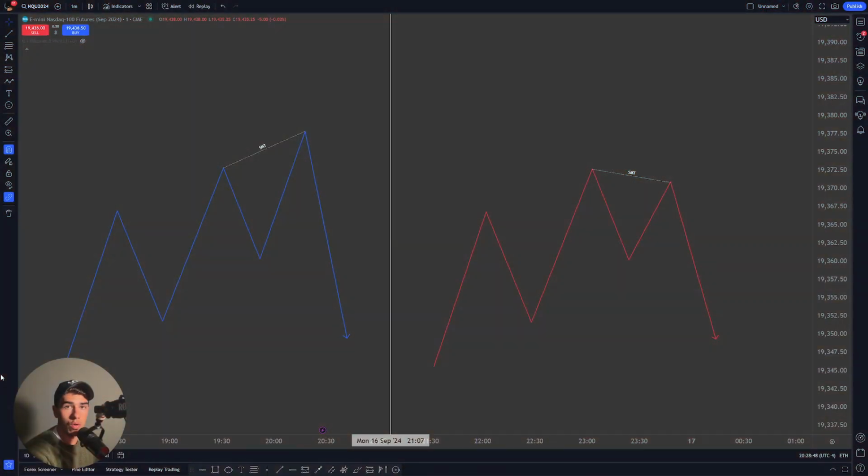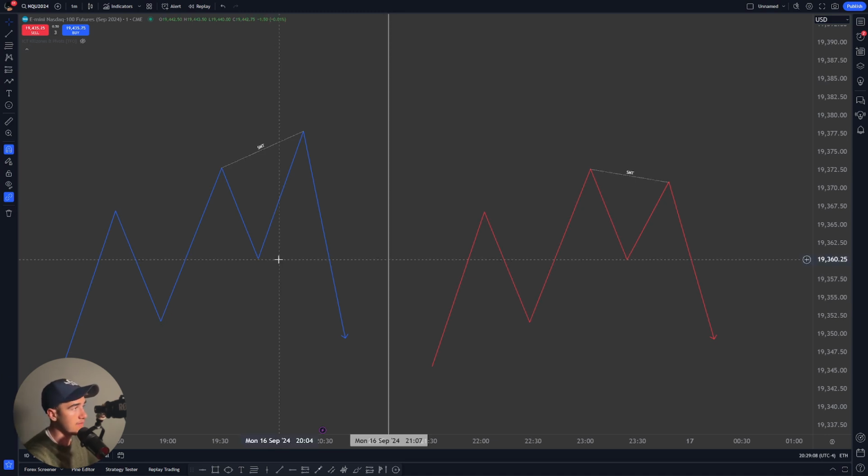divergence. So let's quickly go over exactly what the SMT divergence is on a drawn example to make sure everybody understands. So if we take a look at my screen, we have a blue chart on the left side and a red chart on the right side. Now, I want you to look at the one on the left side as the NASDAQ 100 and the red one as the S&P 500. These are two very correlated assets, and as we can see, the NASDAQ took out this high. Meanwhile, the S&P 500 failed to take out that high. That is exactly what we call an SMT divergence.